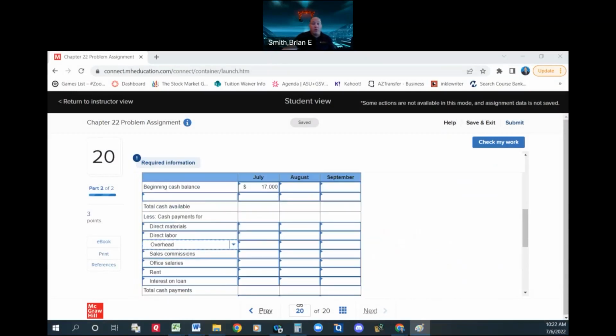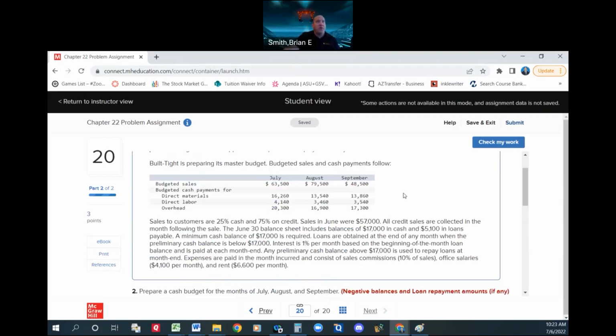That way I can see, and I'm not going to put it on the screen. I'm just going to know that I'm pulling it from that information. Direct materials was 16,260, 13,540, 13,860. 4,140, 3,460, 3,540, 2,300, 16,900, 17,300. All right, so I just pulled all that information from here.